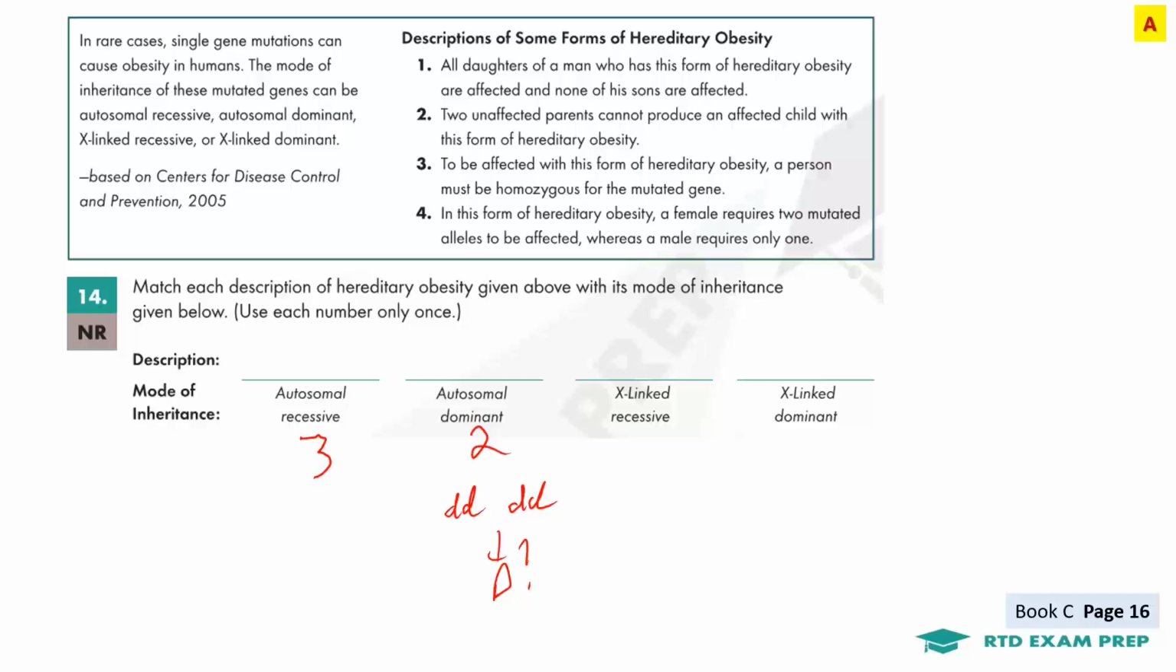X-linked recessive. We're looking for something where males are more affected. Number 4. A male requires only 1. So 3, 2, 4. And let's see. X-linked dominant. All daughters of a man who has this disease are affected. Perfect. 3, 2, 4, 1.